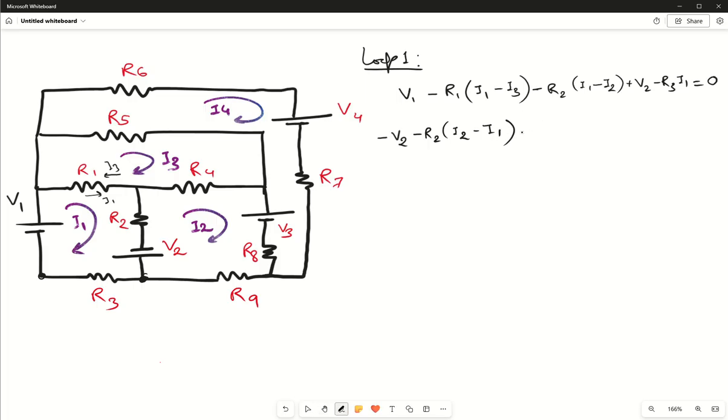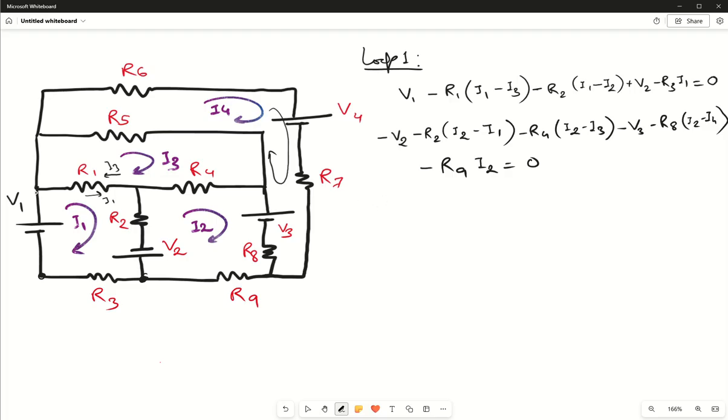Then we have R4, so minus of R4 into I2 minus I3, right? Then this will be again negative, so V3, then minus of R8 into this will be I2 minus I4, right? Because this I4 is moving in this direction, right? So we have I4 there, then minus of R9 into I2 equals to 0. So I hope you are following.